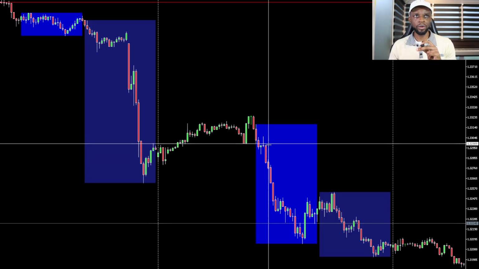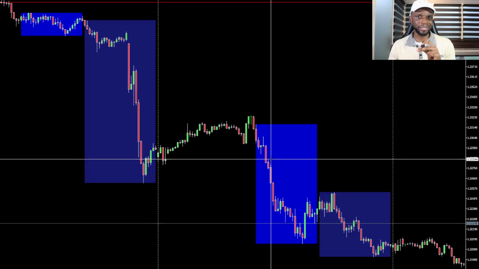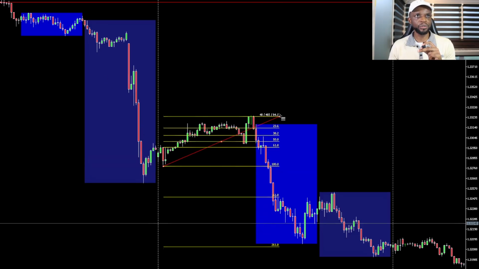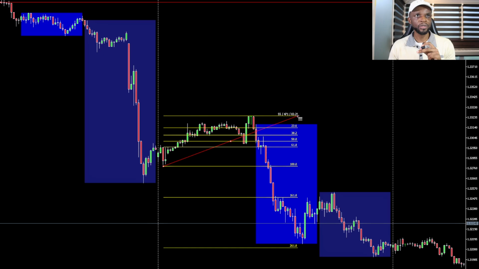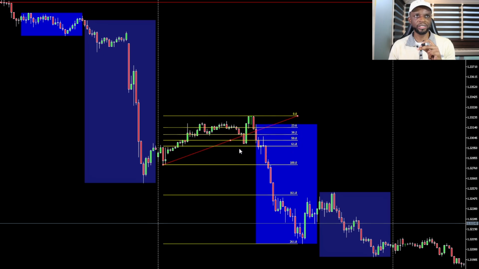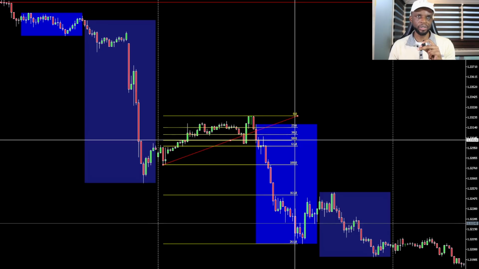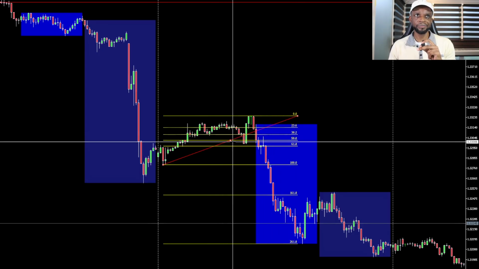I have one strategy that works off the mid of the Asian session, and I'll give you an example. For example, if we take this Asian session, I'm just using a Fibonacci tool to show me the bottom and the top of the Asian session. Now, the mid will be the 50% point, which is here. So this is the middle of the Asian session.